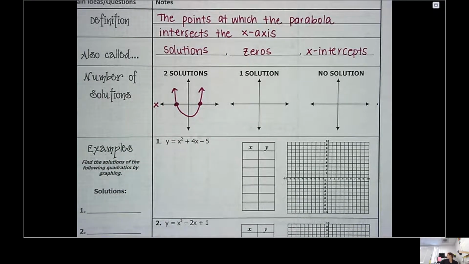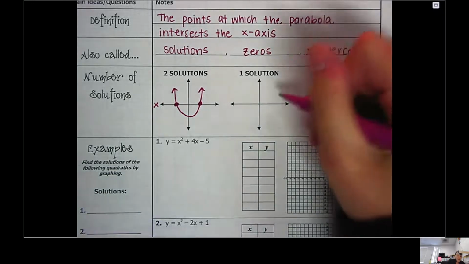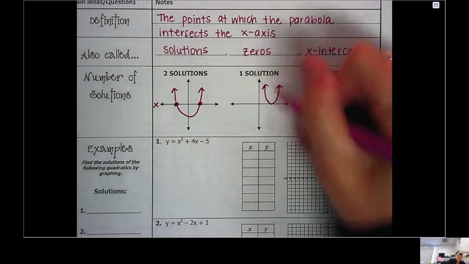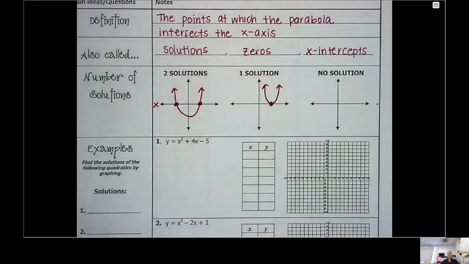If it only has 1 solution, then that means it only crosses the x-axis 1 time. So again, it could be a positive graph or it could be a negative graph. But again, the solution is it's only going to cross the x-axis at 1 point.